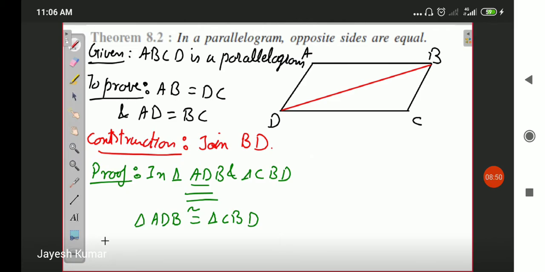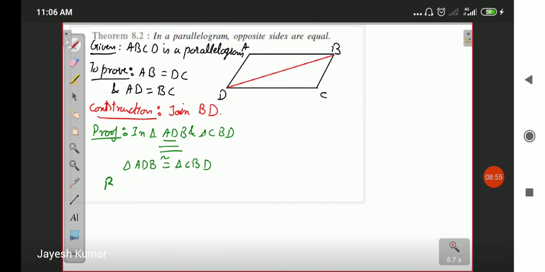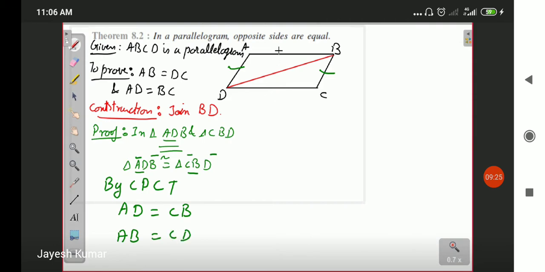And then the second part comes. That is quite simple. Second part is by CPCT. CPCT is corresponding parts of congruent triangles are equal. By CPCT, we can simply say that opposite length, that AD length and CB length are both equal. AD and CB are equal. This is AD, this is CB. These two lengths are equal. As well as AB length and CD length are equal. AB is equal to CD. AB length and CD length are also equal.